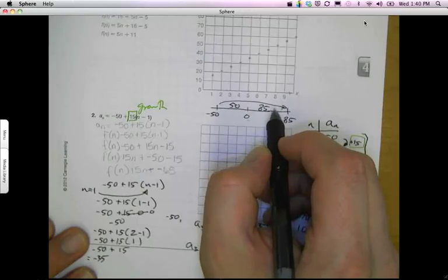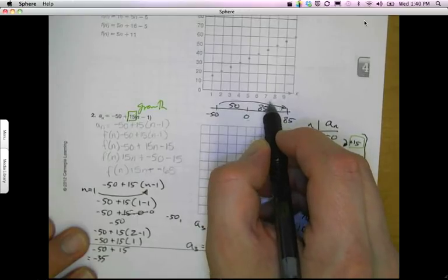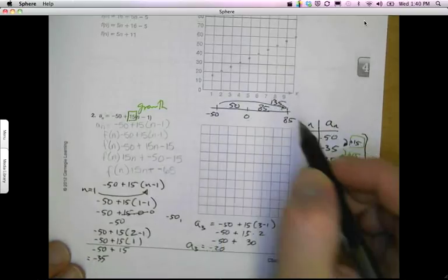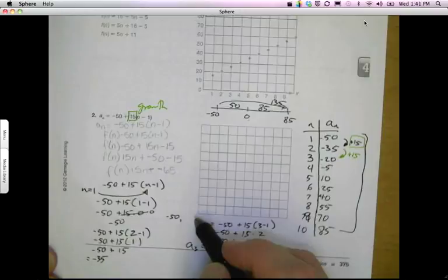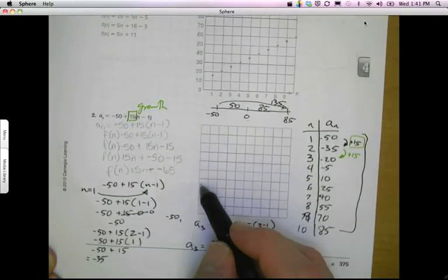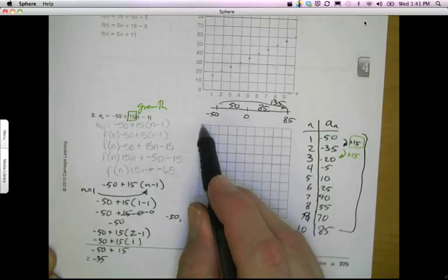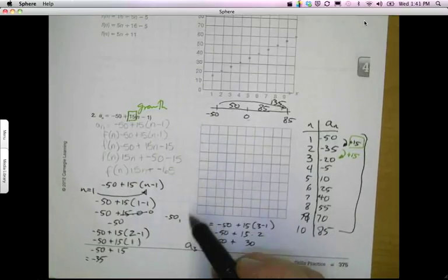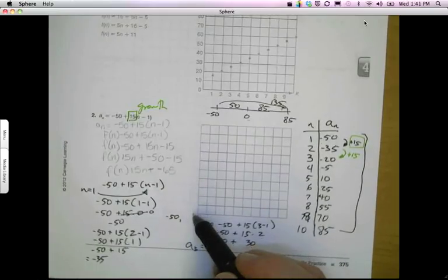And add them together, right? So 50 plus 85 is? 135. Perfect. So if you need to go 135 from here to here, and you have 10 lines to go, 1, 2, 3, 4, 5, 6, 7, 8, 9, 10 lines, you could try to count by 13 and a half, but that's ugly. That's really, really ugly.